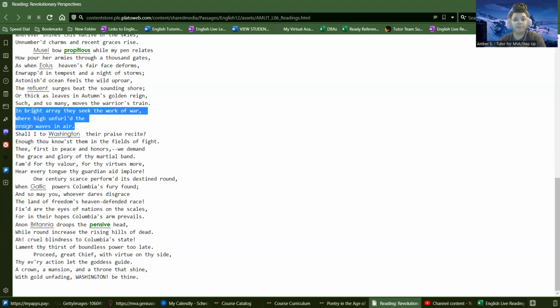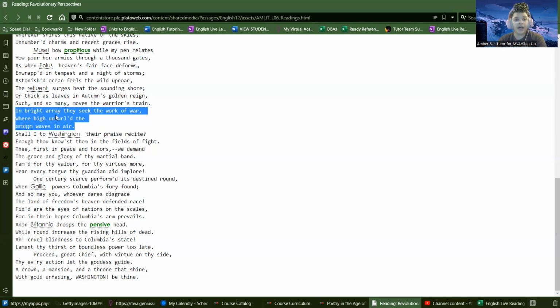So in bright array, array is like an order. So basically, whatever order the soldiers are in, they seek the work of war. So the work of war is to fight, obviously. If you're seeking something, you're looking for something. So basically, she's describing them as bright, they're hopeful, in the order that they are marching to seek out the work of war, which is to fight.